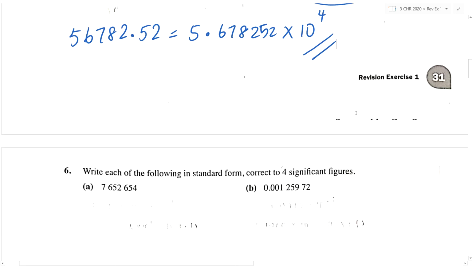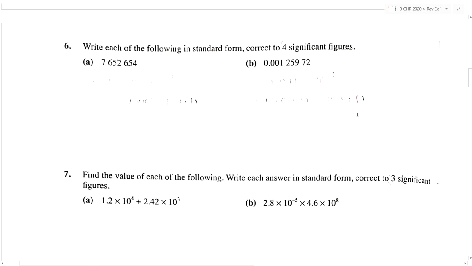And the last page of your homework, over here, question 6. Again, write in standard form. First one. So when you are able to do all the jumping, you know the steps already. You can just write 7.65 and then just copy everything down. Then count how many times you jump. 1, 2, 3, 4, 5, 6 times 10 power 6.